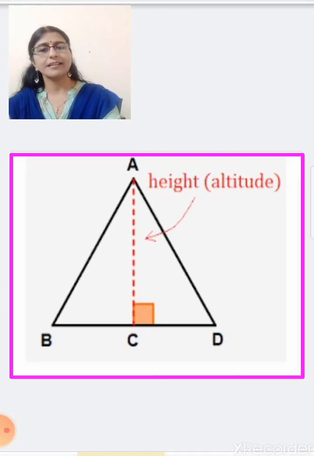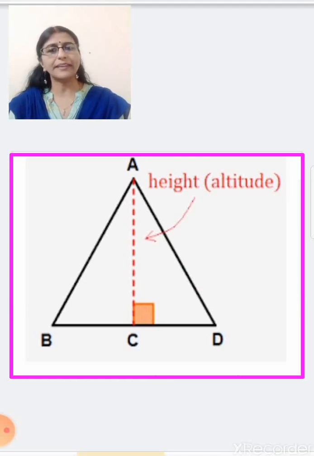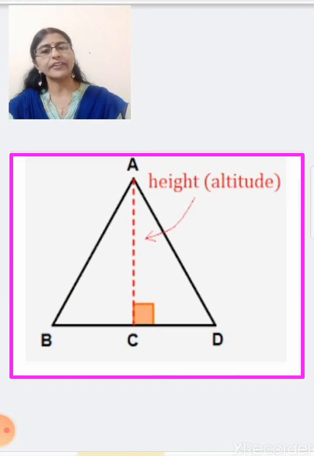You have learned this. When you draw a line, you can make many lines. From vertex A, we can draw many lines which will be joining many points on the side BD. But we cannot call them the altitude. Only the line which will be straight down, which will be meeting a point on BD, and it should form a right angle, that means it should be perpendicular to the base. Then only that line segment is called the altitude of a triangle.